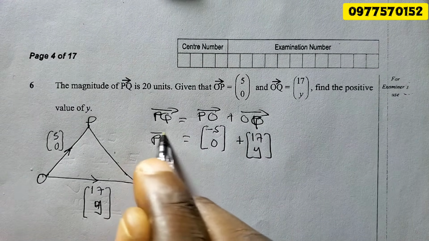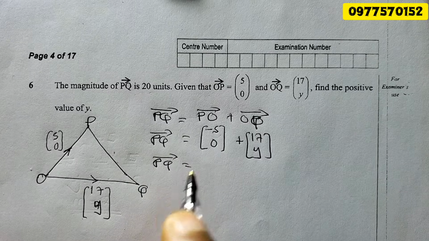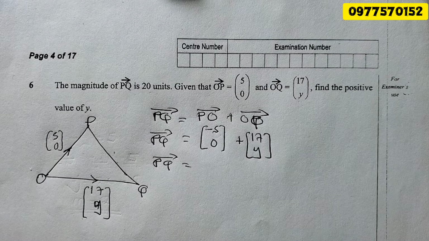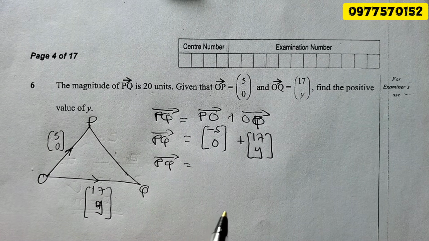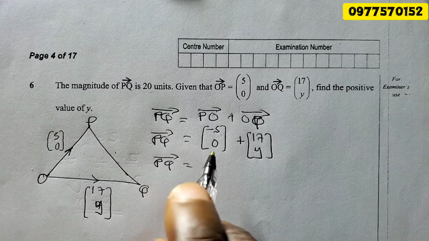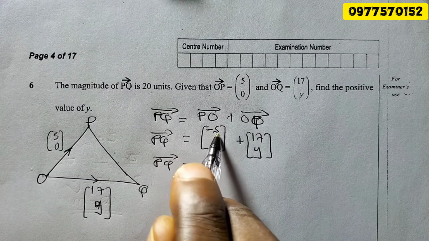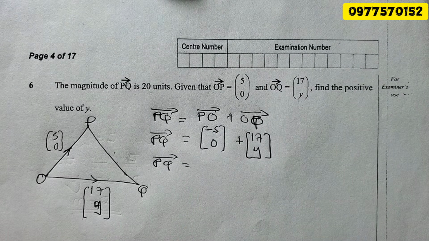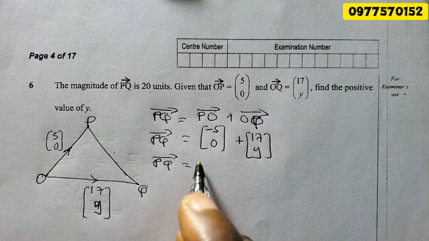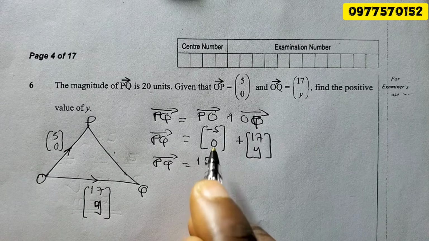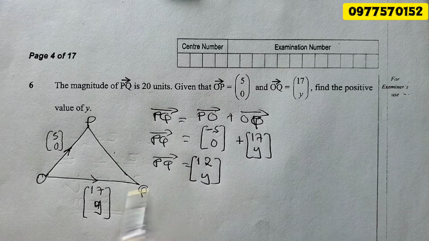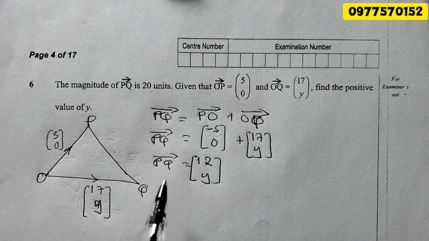So vector PQ is equal to, check nicely here, -5 plus 17. Remember they have different signs, so in other words we're saying 17 minus 5. That is 12. Then 0 plus y is just y. Simple. So this is the vector PQ.